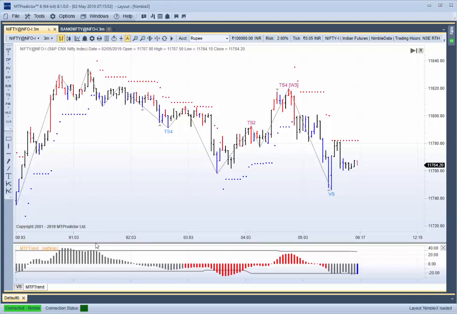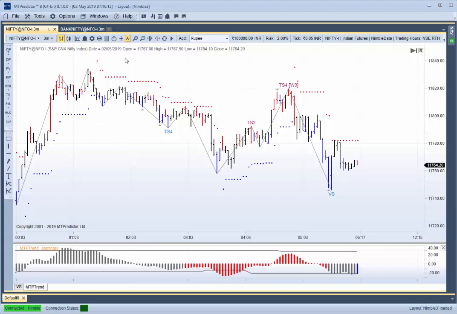Remember, MTPredictor is not a black box system where you blindly take all the setups regardless, even if they're in the direction of our MTP trend. You want to have a clear pattern coming together, and this is probably a good example of where other factors can come in to give you that little bit more confidence.